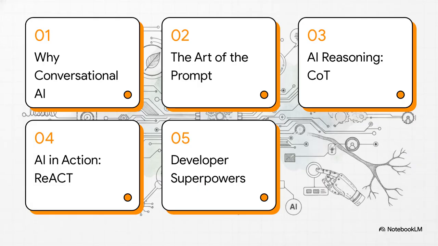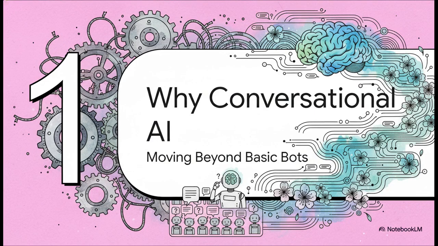So here's how we're going to break it down. First, we'll talk about why this shift is so important in the first place. Then, we'll get right into our main control panel, the prompt. After that, we're going to level up with two really powerful techniques, chain of thought and ReAct. And then we'll wrap up by looking at all the cool new superpowers you'll have in your developer toolkit. Okay, let's jump right in.